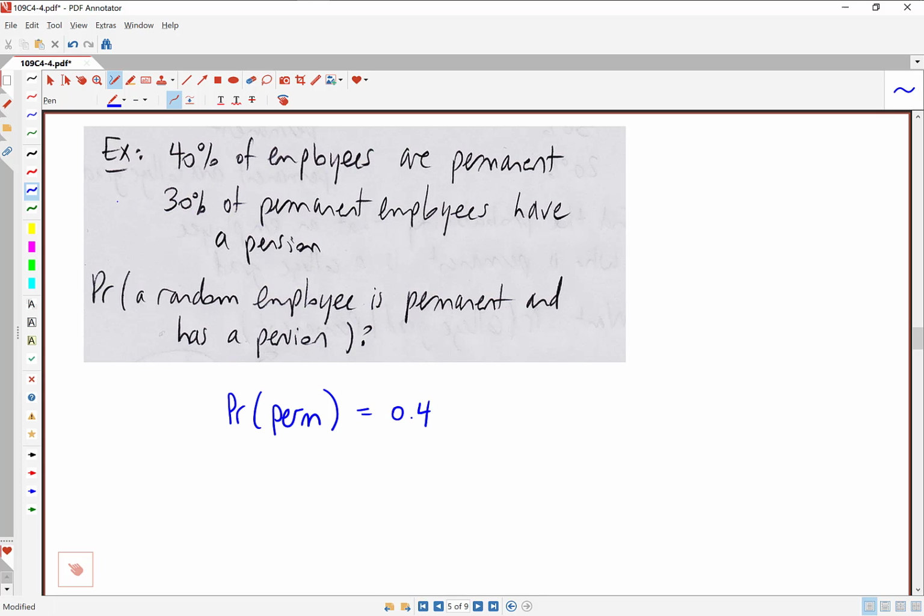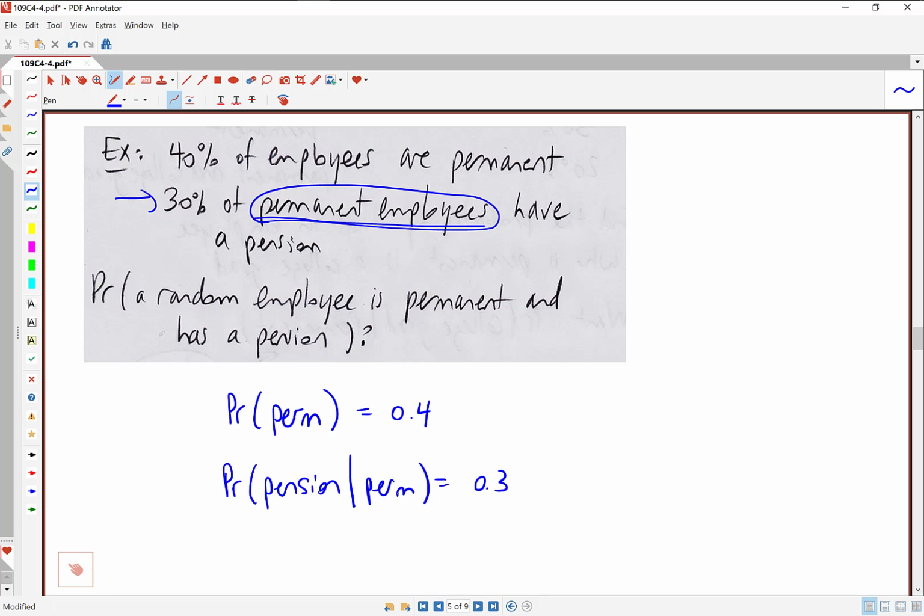The second statement here is a conditional probability because we're looking now only at permanent employees. If you just look at permanent employees, 30% of those guys have a pension. So that's like saying probability of pension given permanent is 0.3. It's important to notice when we're reading this statement, what do we know about the employees for sure? That they're permanent. So permanent is our given information. And therefore, when you write down your conditional probability, it's probability of pension given permanent.